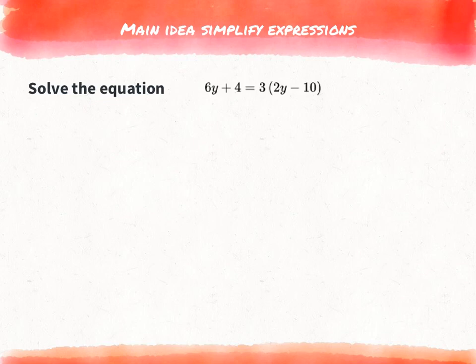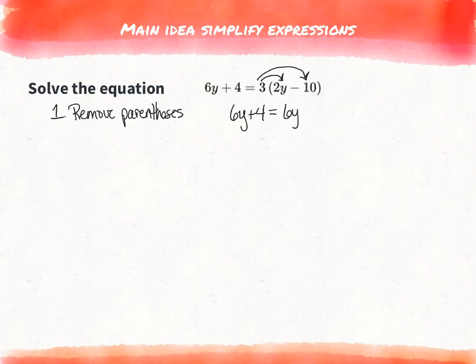6y plus 4 equals 3 times the quantity 2y minus 10. The first thing we want to do, once we have an equation like this, is remove parentheses. We do this by using distribution. So I'm going to distribute the 3 to both of the terms inside the parentheses. So first I'm going to copy down the left-hand side of my equation, put my equal sign, and then actually distribute. 3 times 2y is 6y, and 3 times negative 10 would be negative 30.